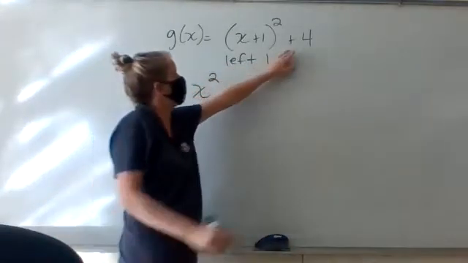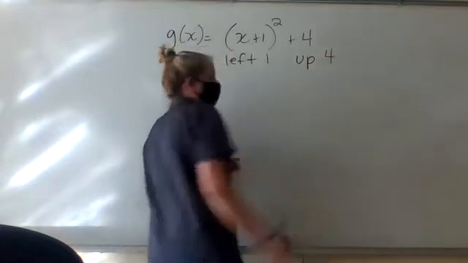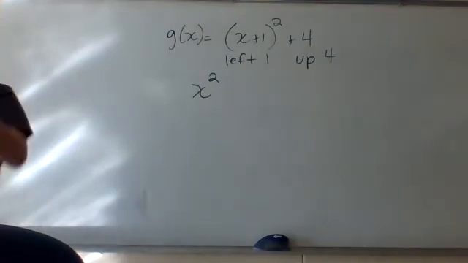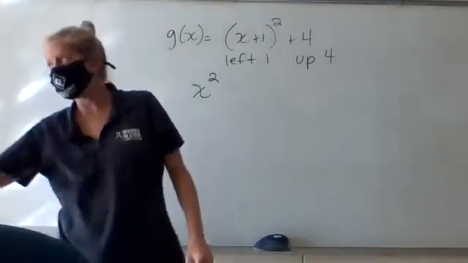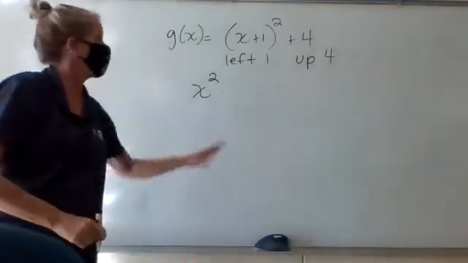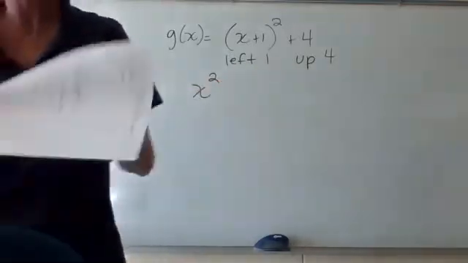Outside numbers move you up and down. So since that's plus 4, I'm going to move up 4. So it's going to be an x squared graph, so the U graph, and that point that's going to go left 1 and up 4 is the vertex of that parabola. Okay? So that's what you're going to tell it, and then it's going to ask you to graph it.